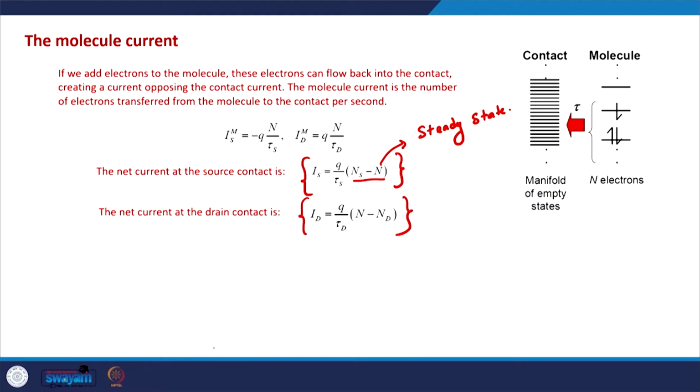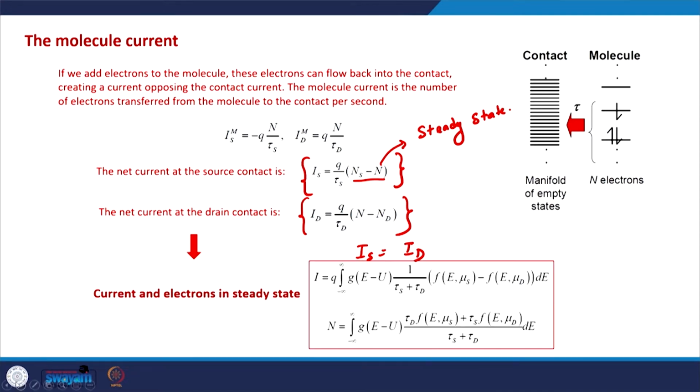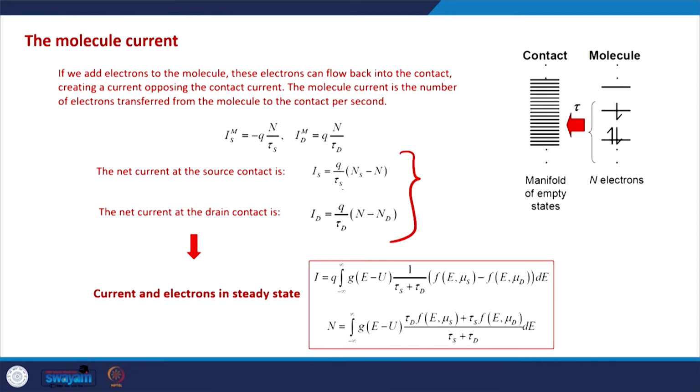And if we are in steady state, there is a constant current throughout the device, so this Is should be equal to Id. If we equate these two expressions and replace them back into these expressions as well, then we obtain the expressions for the steady state number of electrons in the quantum dot and the steady state current in the system. By putting these two equations equal to each other, because in steady state Is is equal to Id, we will obtain the expression for n. And if we replace this n into this equation or this equation, we will obtain an expression for I.